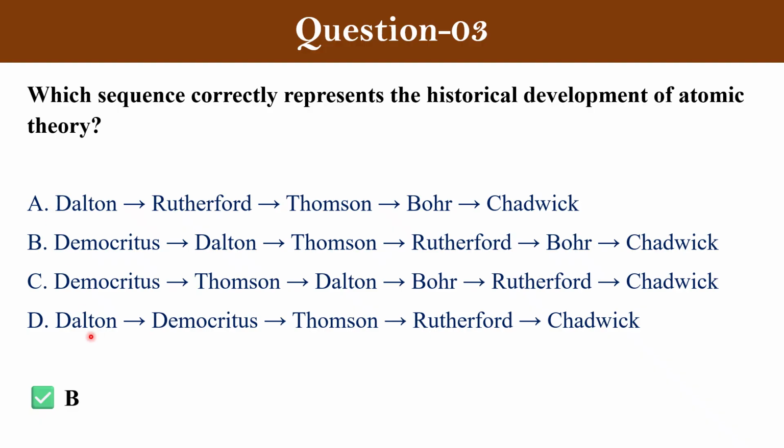Actually, each scientist answered questions left unanswered by the previous models. Never memorize the names alone, understand how one discovery leads to the next. So option B says the first is Democritus, then Dalton, then Thomson, then Rutherford, then Bohr, then Chadwick. A trick to remember the order: first the idea, then the theory, then the discovery of electrons, then the nucleus, then shells, then neutrons.